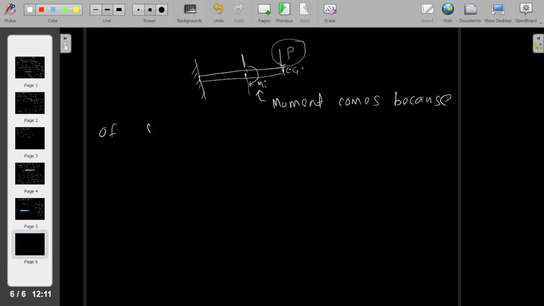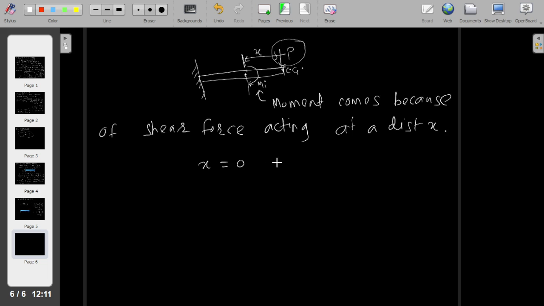because of shear force, right? Because of shear force acting at a distance, right? Acting at a distance. This is the distance. If the distance is 0, this is acting at a distance x. If this x is 0, x equal to 0, then no bending moment, right? No bending moment. And if x is not equal to 0, then there is presence of bending moment. Okay?